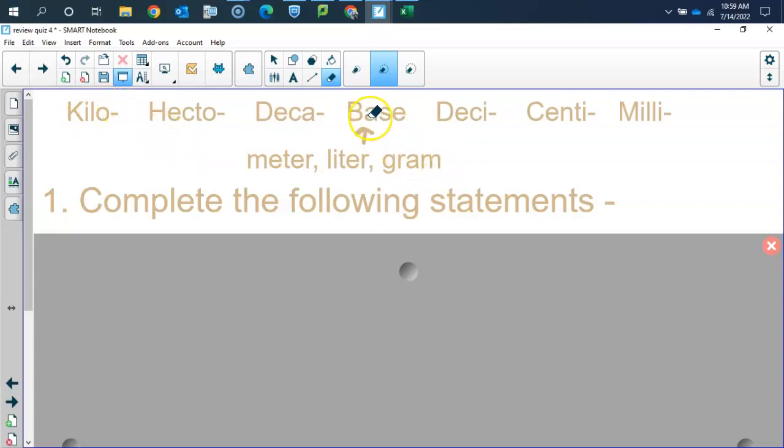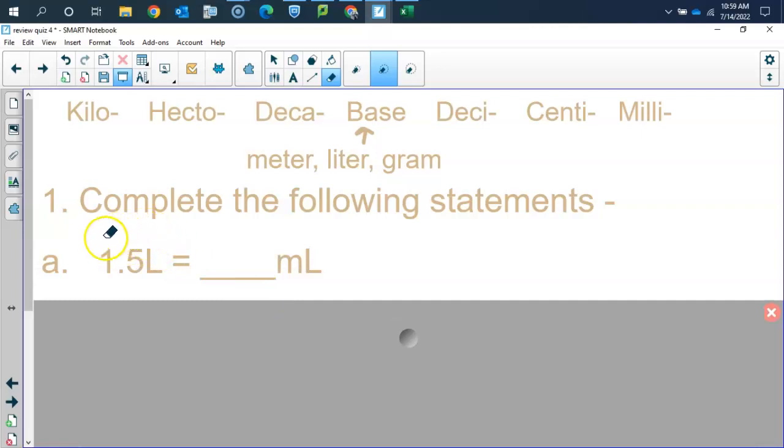Then you could also have grams. Grams measures weight. So length, volume, weight. Like in the English units, this is feet, this is gallons, and this is pounds. Similar ideas. Now, all you need to do is know this chart because this tells you which way to move your decimal point.